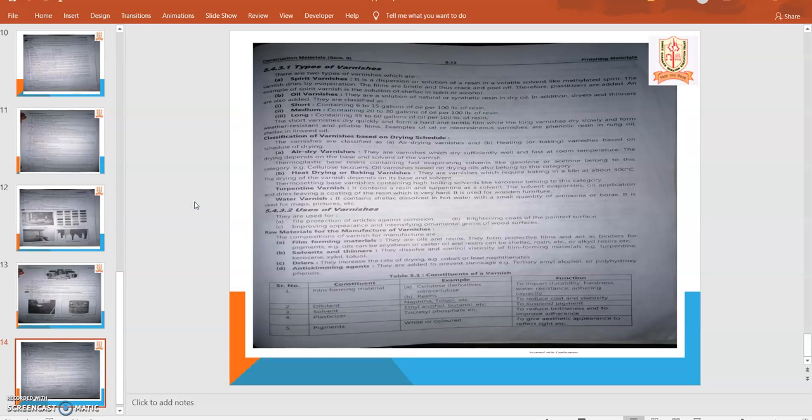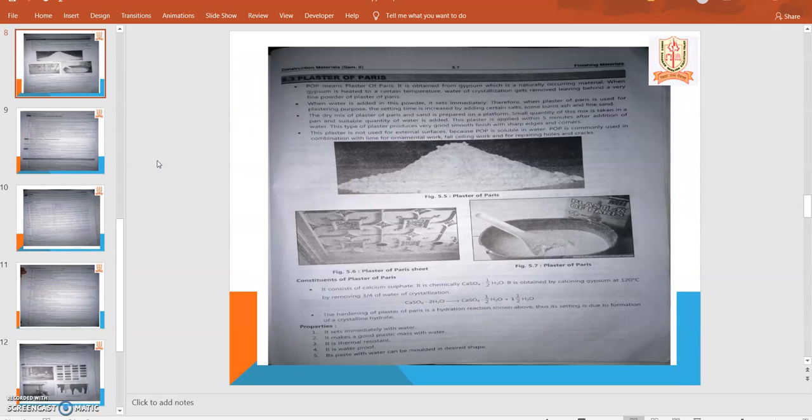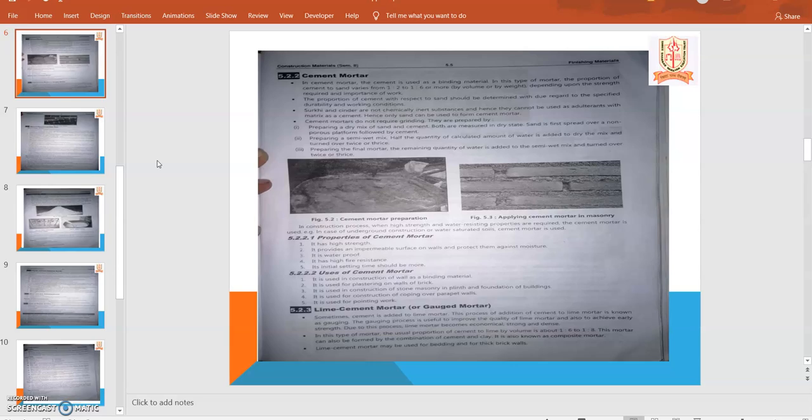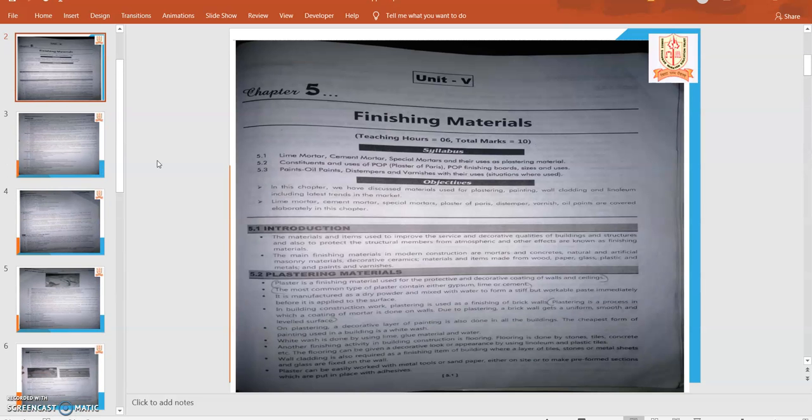So that is all about the fifth chapter. We completed all the finishing materials including all the mortars, cement, concrete, then some varnishes, paints, distempers. Then we also discussed plaster of Paris, then cement mortar, their types and all. So that is all about the fifth chapter. It includes the finishing materials.